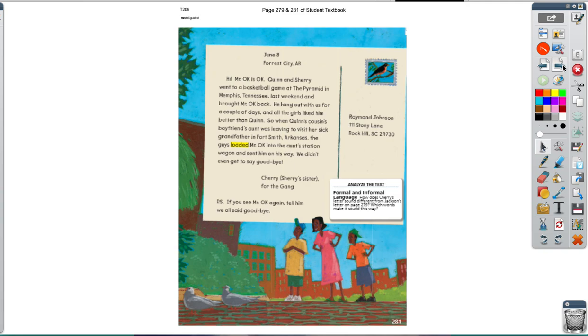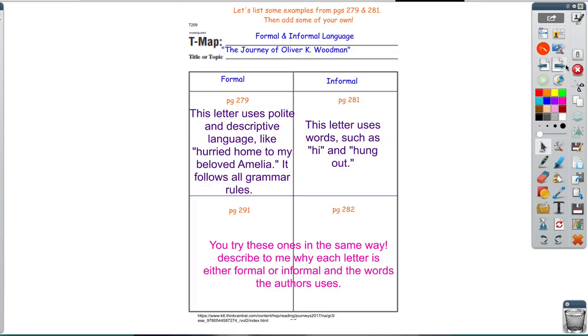Now, based on what you were just talking about, let's take a look at how we can fill out our chart. When we looked at the first letter from Jackson on page 279, we noticed that he was very polite and descriptive. He used phrases like hurried home to my beloved Amelia, and he even followed all the grammar rules. So his letter is definitely formal. While Cherry's letter uses words such as hi and hung out. And she even used like crazy descriptions of family members, right? In long-winded ways. So that letter is definitely informal.